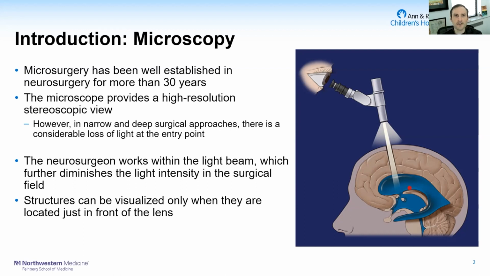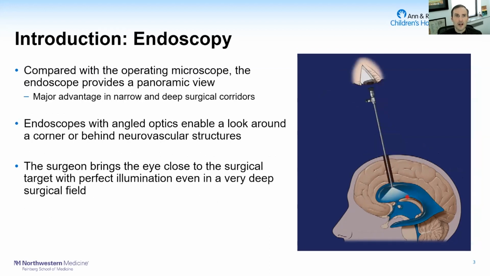So in the setting of the microscope, the surgeon actually works within the light beam, which can also further diminish the intensity and the view in the surgical field, meaning that your hands are in the surgical view in the microscope. And with microscopy, you can only visualize the surgical structures when they're located in direct view of the lens, or directly in front of the lens.